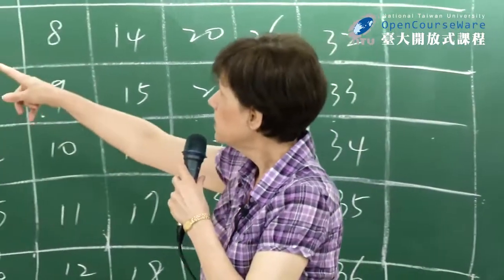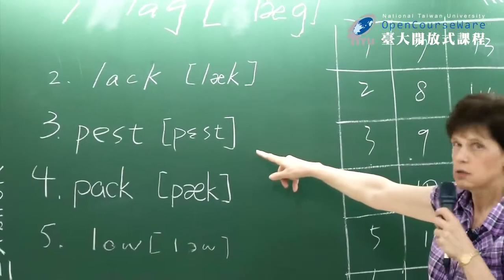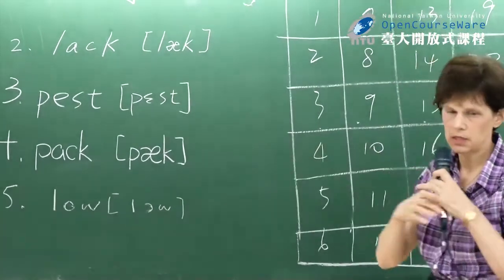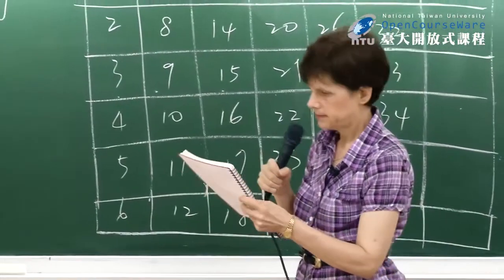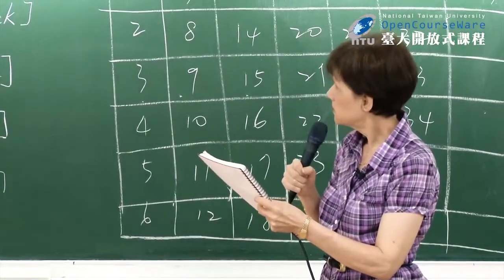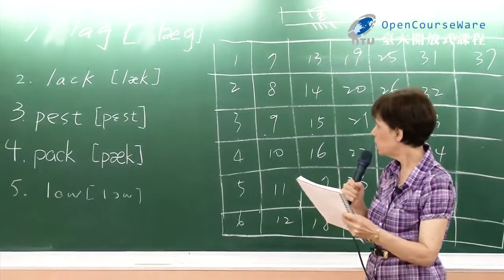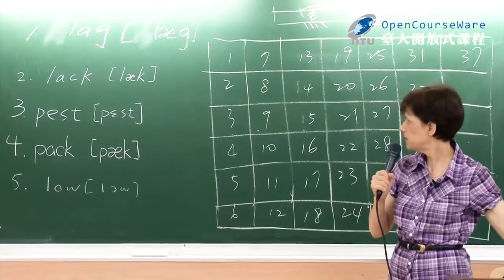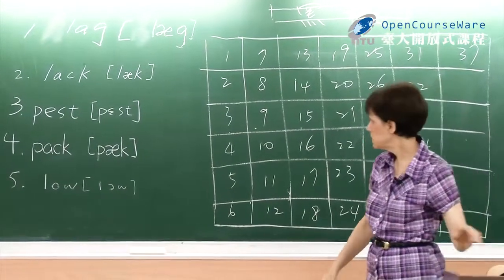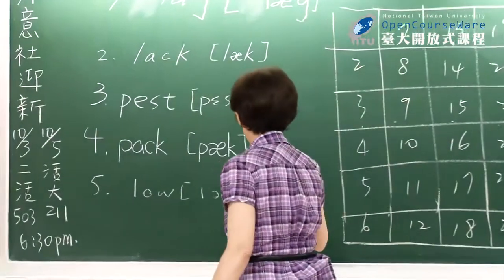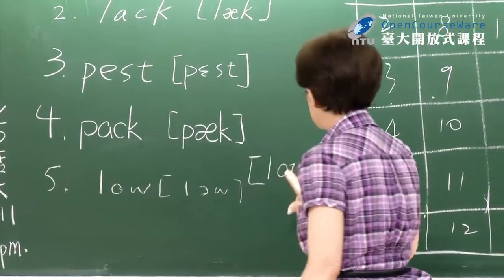Okay, number 2, lack. Is it correct? Yes, good. 3, pest, correct? Yes, it is, good. Number 4 is what? Pack, is that correct? Yeah. And 5, low. The spelling is correct. How about the IPA? No? Low. It's the right word, but the IPA is L-O-U. This is the correct answer.